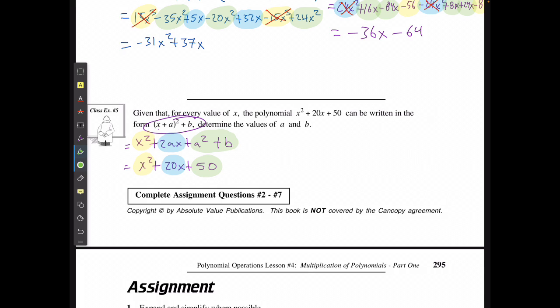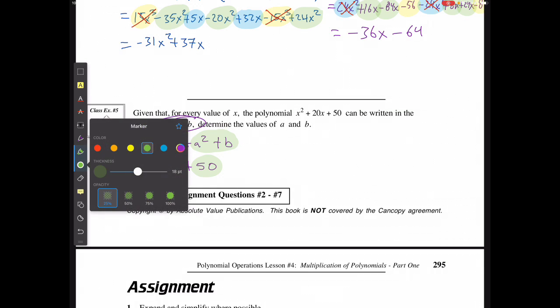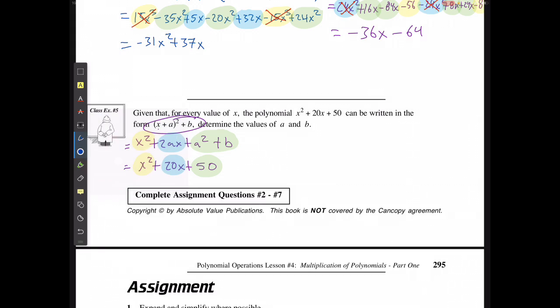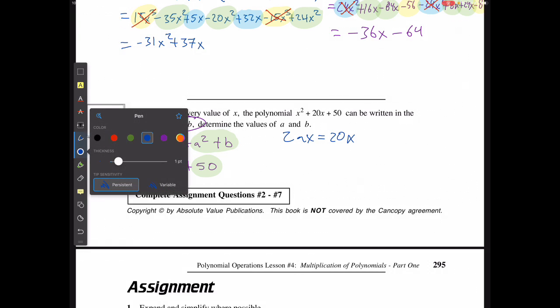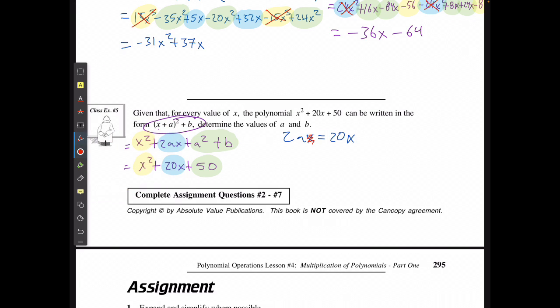Well, I'm going to start with the middle. If I know that 2ax has to equal 20x, I could divide both sides by x and cancel those x out, which means that 2a is equal to 20. If I divide both sides by 2, then a is equal to 10.